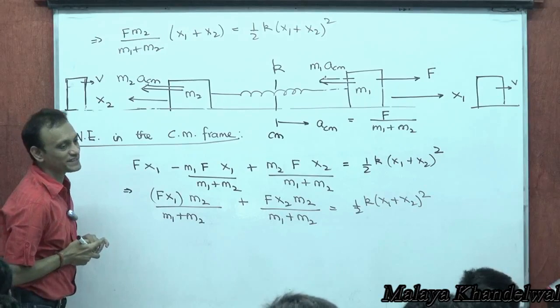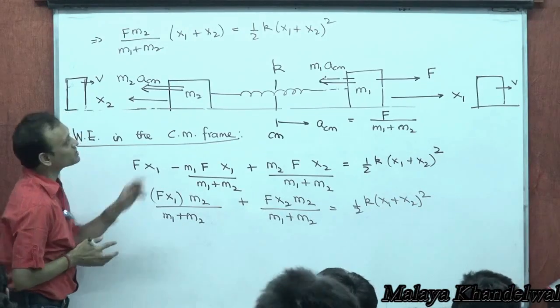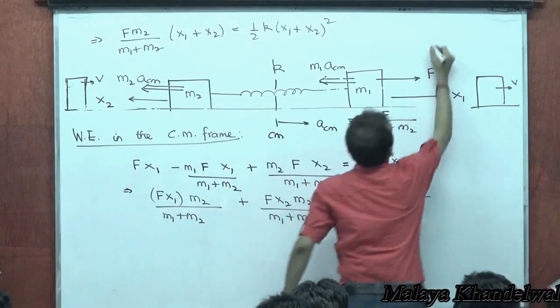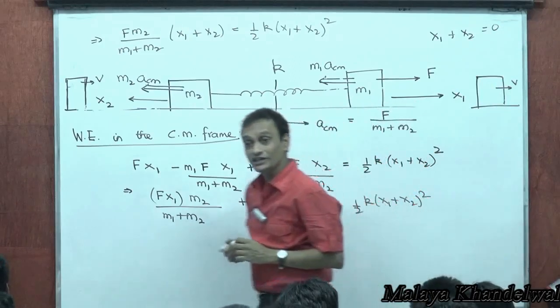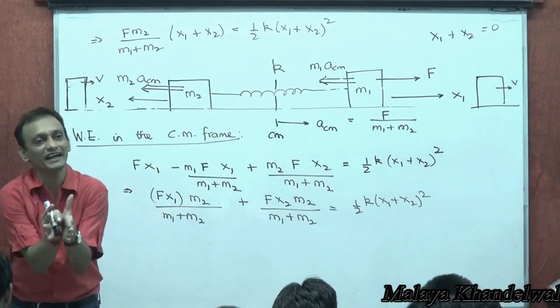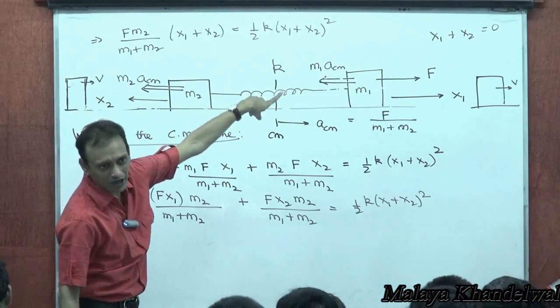Two values of X1 plus X2 you get. One is 0, isn't it? One of the values of X1 plus X2 is 0. That means the minimum elongation is 0. That means the spring is never getting compressed. The spring in this case is never getting compressed. So the minimum elongation is 0.